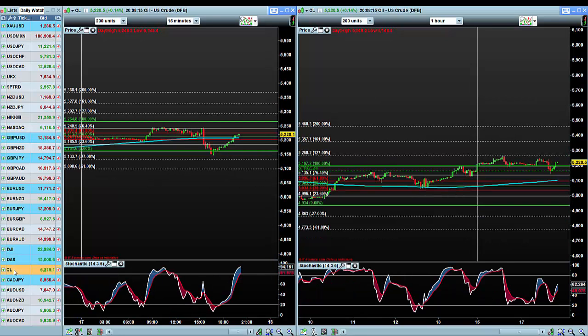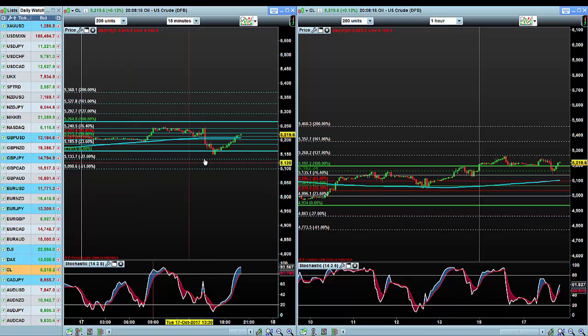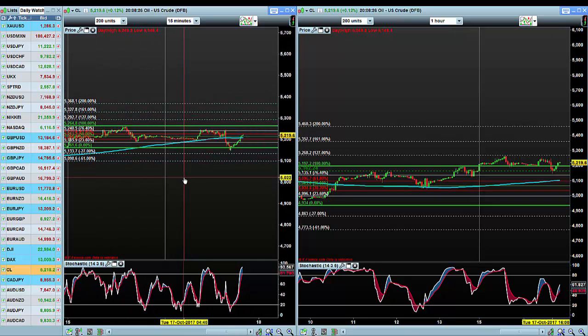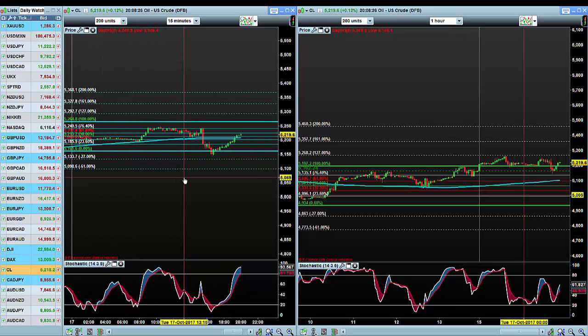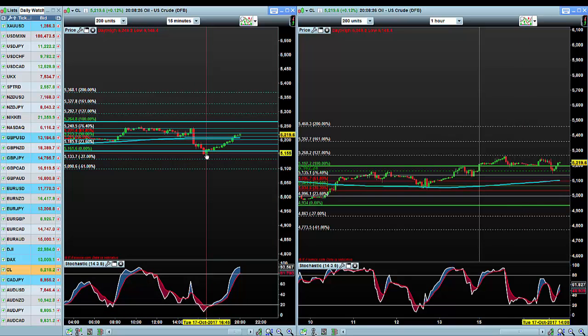Oil, let's have a quick look at oil. Yeah, I did eventually on this 15-minute chart. At 4:45 we had a new low, closed above. That's a very, very neat buy signal down there at 4:45.